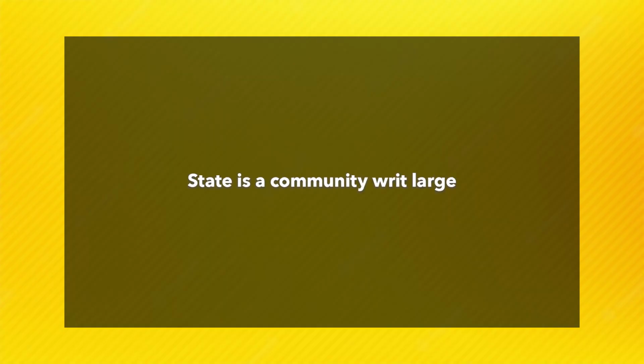Aristotle states that state is a community writ large that exists for the sake of good life. Since being the highest form of association, it aims at a good in greater degree than any other association. Aristotle defines this good as the virtue of happiness of the whole community. He stated that a state exists not for the sake of life only, but for the sake of good life.